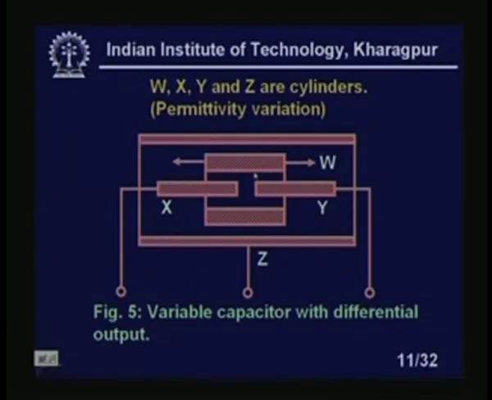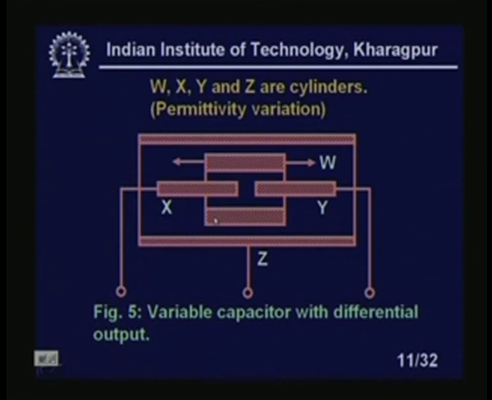If the position is varied, then what will happen? You see here, if I move it to this side, there is more dielectric medium between X and Z, and there will be less dielectric medium between Y and Z. So the capacitance between X and Z will increase and the capacitance between Y and Z will decrease.